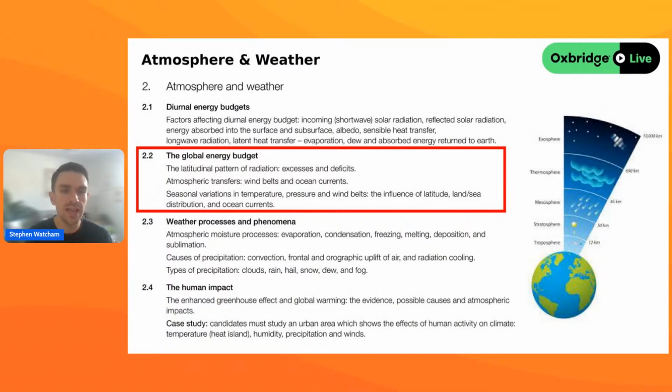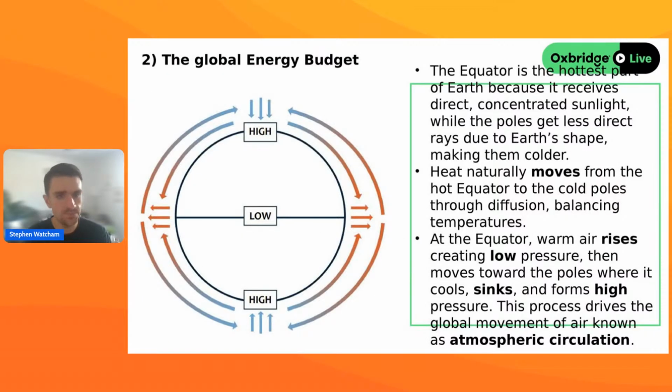And then it also looks at seasonal variations in temperature, pressure, and wind, and how this is influenced by your latitude, the distribution of land and sea, and our ocean currents. So quite a lot that intermingles to work in this unit. That's why it's so hard. There's so many intricacies of what's going on. So what I want to do is just give you an overview of where you should focus your attention so that moving forwards, you're on the right tracks.